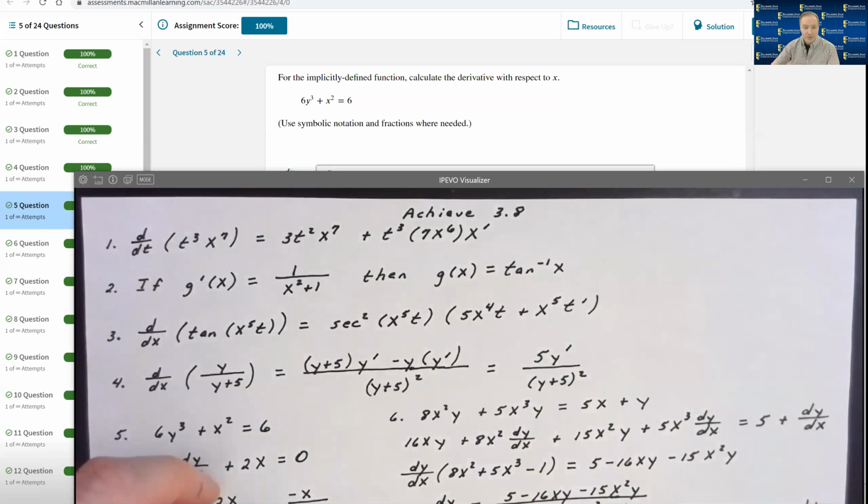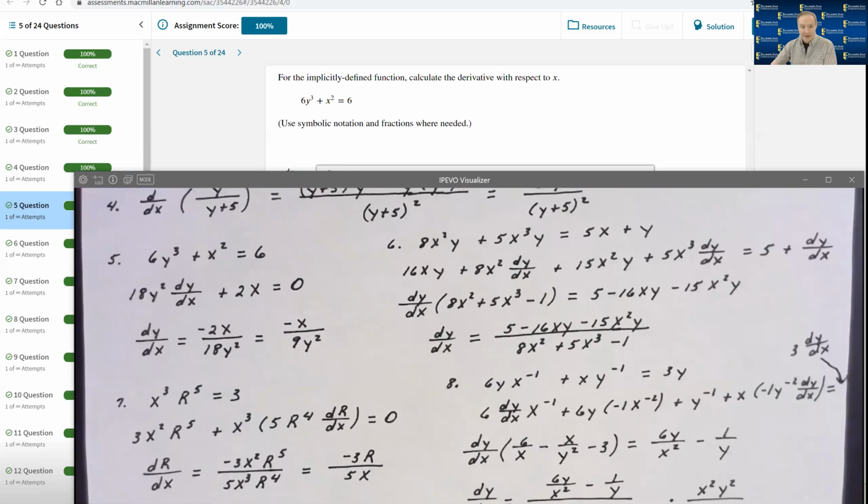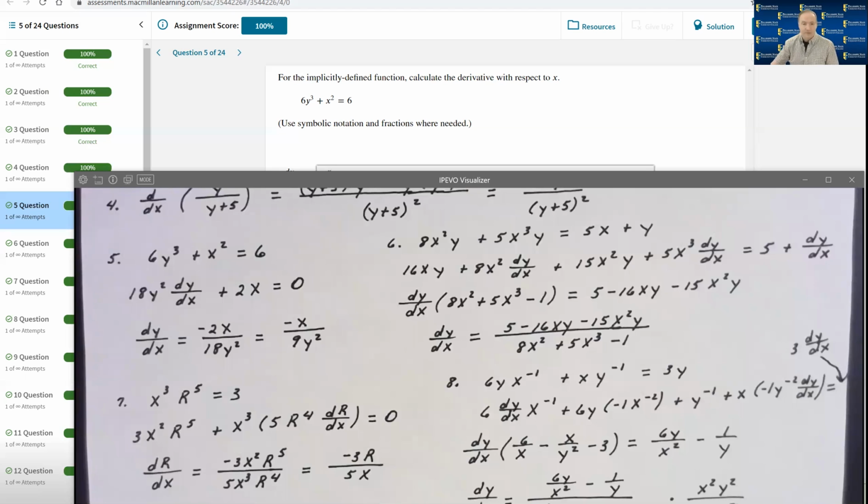For the next question here, number 5, it finally starts getting into the problems that I more so like. I'm not crazy about those first 4 problems. Number 5 and on, pretty cool stuff. So in this one, it no longer keeps on telling you use the prime notation, which honestly I think is sloppy. It's asking us to find the derivative of y with respect to x.